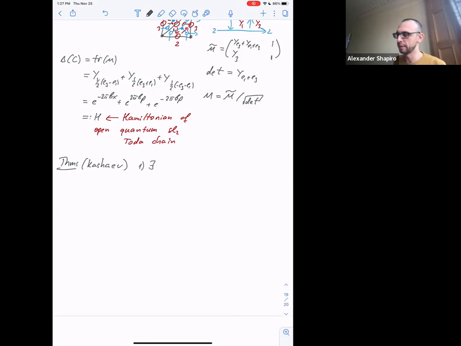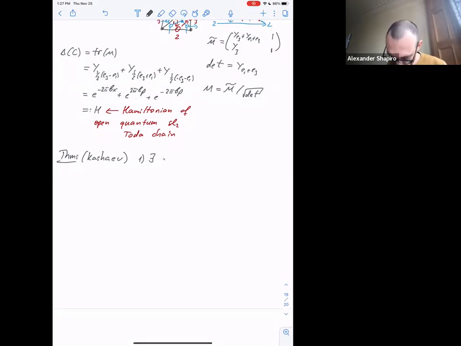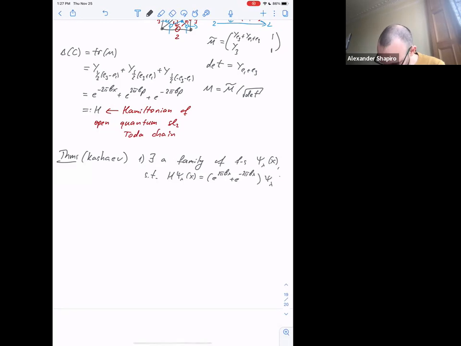Definitely I've learned it from his papers. So there exists a family of functions psi lambda x. They depend on two variables, lambda and x, such that when you act by H on psi lambda x, you get the eigenvalue e to the 2 pi b lambda plus e to the minus 2 pi b lambda. So psi lambda x is an eigenfunction for the operator H with this eigenvalue. So exactly the central character of the positive representation.